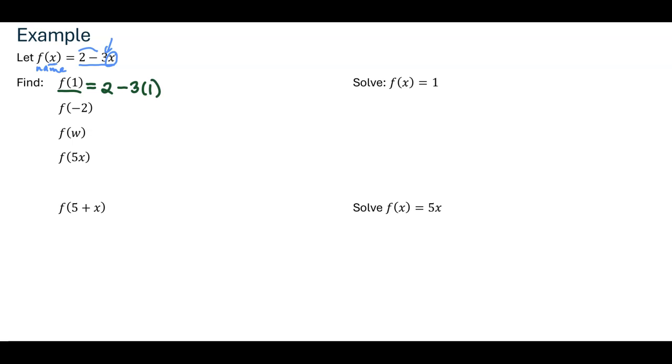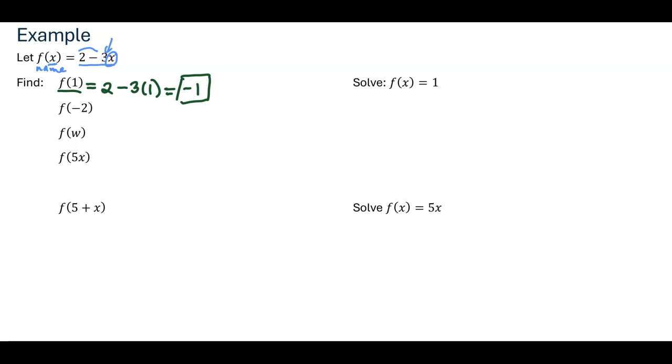So 2 minus 3 times our input. That's always the rule. If we plug something into f, we do 2 minus 3 times our input, which from here becomes arithmetic. So 2 minus 3 is -1. And that is our output. If I ask you what is f of 1, that is your entire answer. You don't need to give me a point. You don't need to give me anything else.